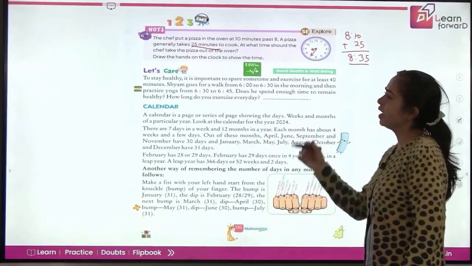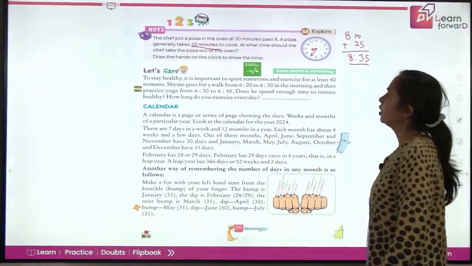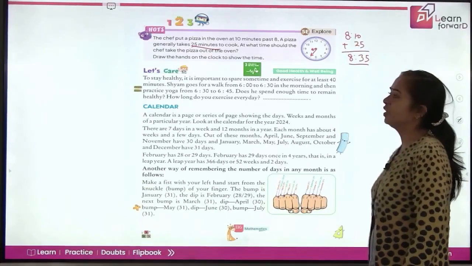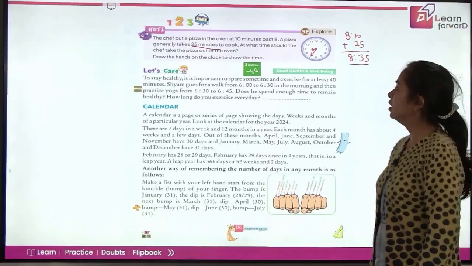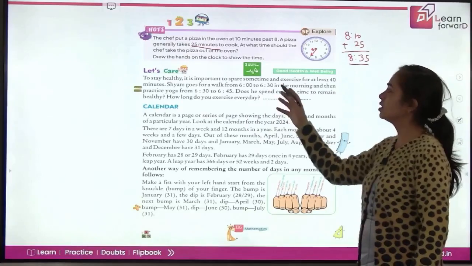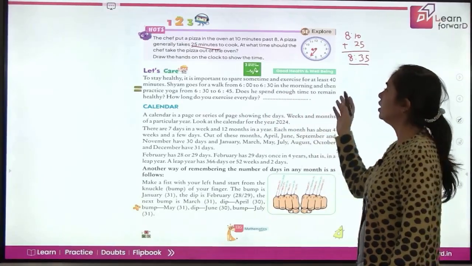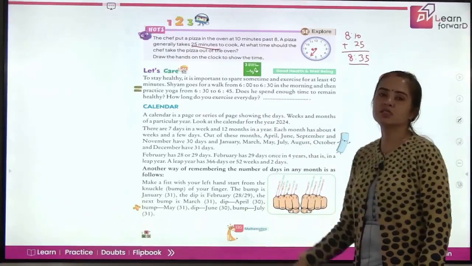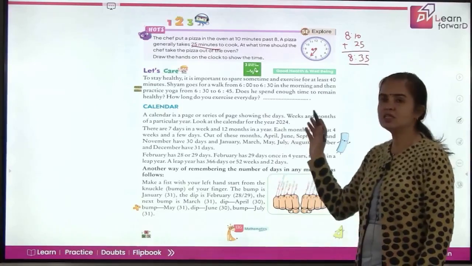Now let's care. To stay healthy, it is important to spare some time and exercise for at least 40 minutes. Sham goes for a walk from 6 a.m. to 6:30 in the morning and then practices yoga from 6:30 to 6:45. Does he spend enough time?